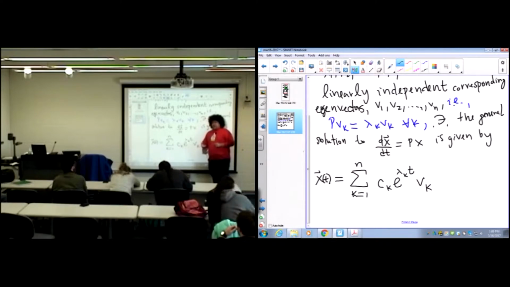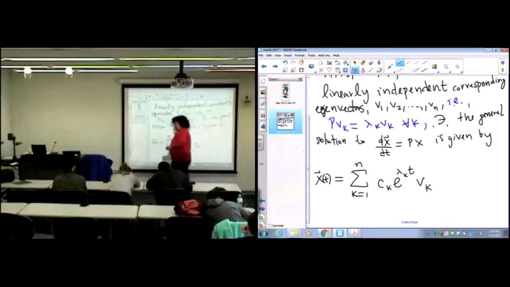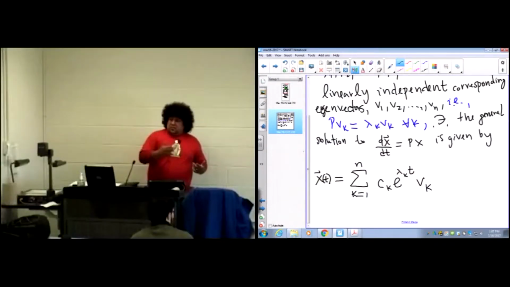So if we know the matrix P, which defines this system of linear ordinary differential equations, then we proceed to find the eigenvalues of that matrix, and then the eigenvectors corresponding to those eigenvalues, and then we can write down the solution of that system.